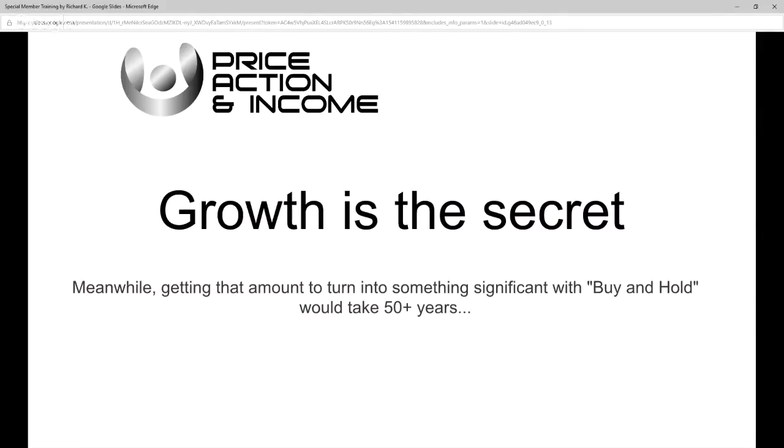Because you can exponentially grow your account by increasing your size and keeping your risk very tight. However, meanwhile, if you're trying to do the buy and hold technique, it could take 50 years to do that. And to be quite honest, not a lot of people have that kind of time. So this is basically the same type of strategy for growth, only it's accelerated and it keeps the risk low.